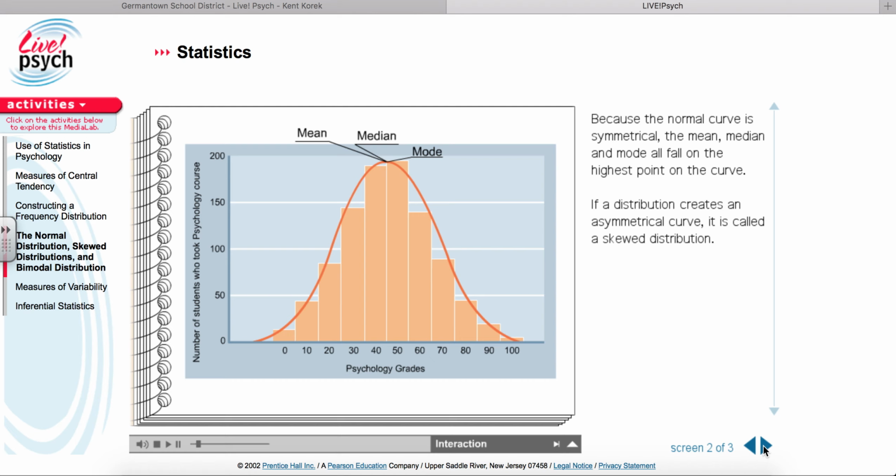Because the normal curve is symmetrical, the mean, median, and mode all fall on the highest point on the curve. If a distribution creates an asymmetrical curve, it is called a skewed distribution.